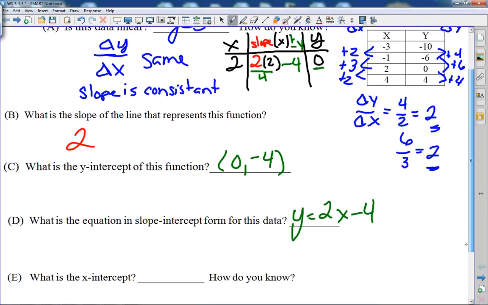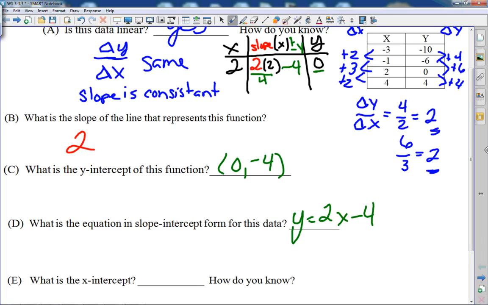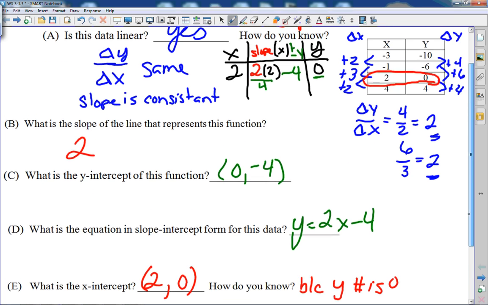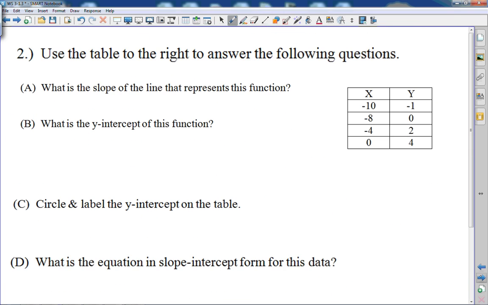Now, the next thing says, what is the x-intercept? X-intercept is where it crosses the x-axis. Okay, the x-intercept is going to have some number and 0. 0's got to be in the y. So right here, this is my x-intercept, 2, 0. Why? I just say because the y number is 0. There's other ways to put that, but that's just the easiest in this space that I have right now.